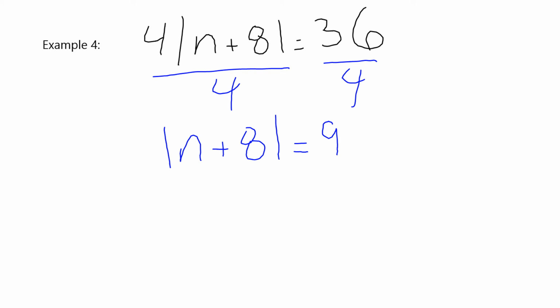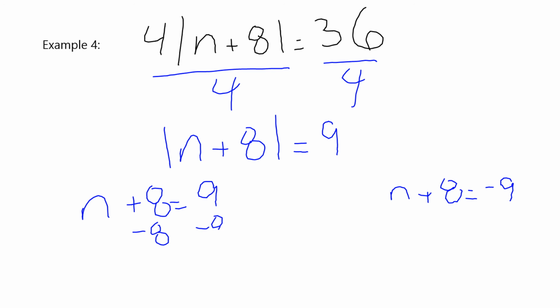Now that we have the absolute value symbol equaling a positive number, we split it into two equations. n plus 8 equals 9 and n plus 8 equals negative 9. Now we simplify both of these by subtracting 8 from both sides. So we get n equals 1 and n equals negative 17.